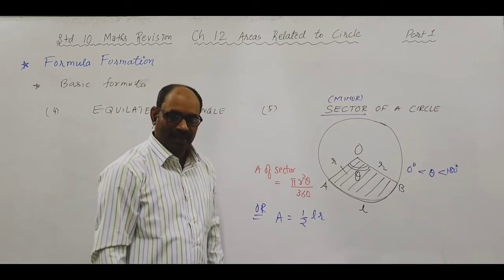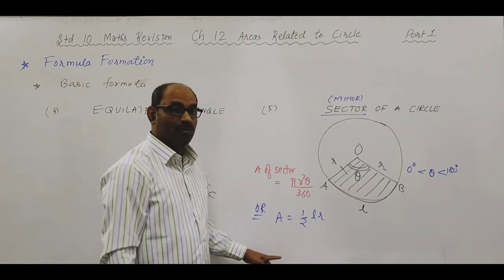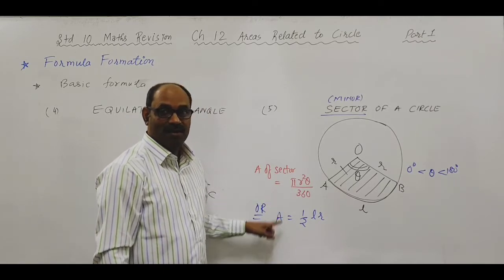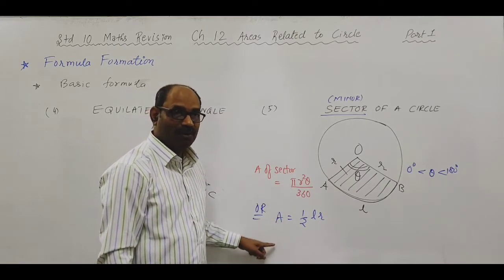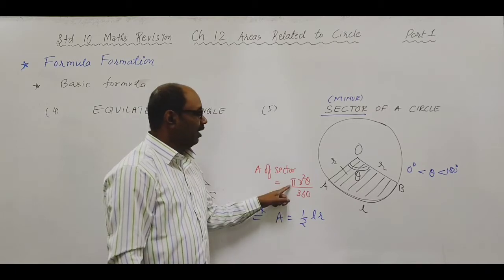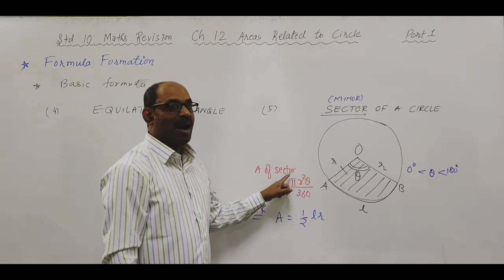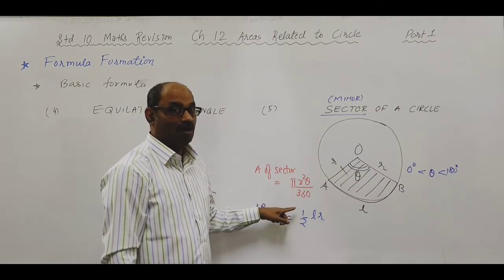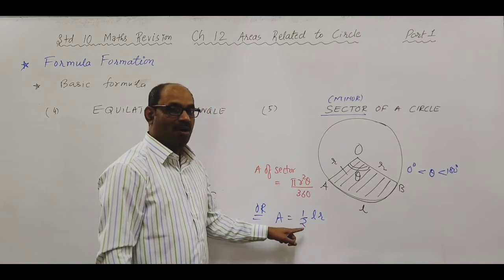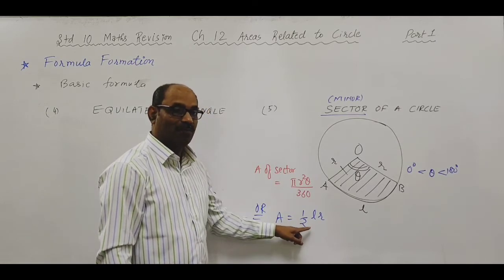Alright? Is that clear? So here we have two formula. Please learn by heart this. આ formula હજુ પણ નથી આવડતી તમને. You don't know. Okay? So what is area of sector? Pi r square theta upon 360. And what is area of same sector in terms of length of the arc?